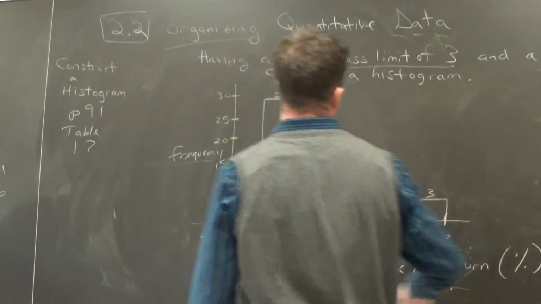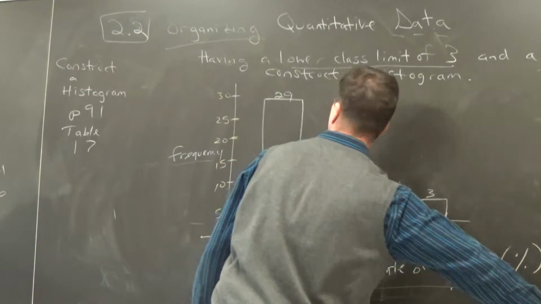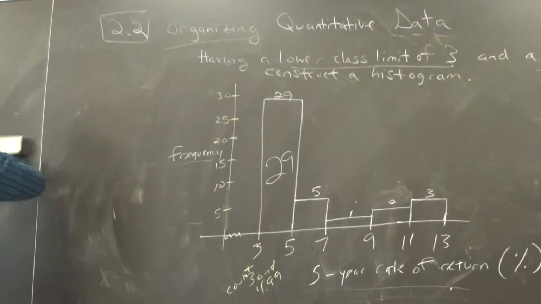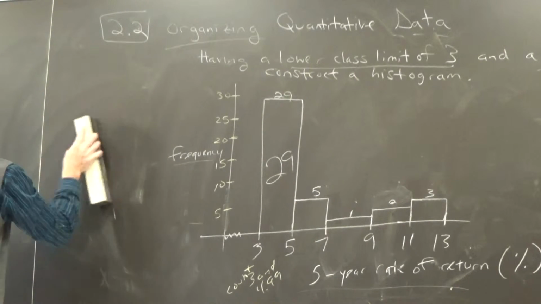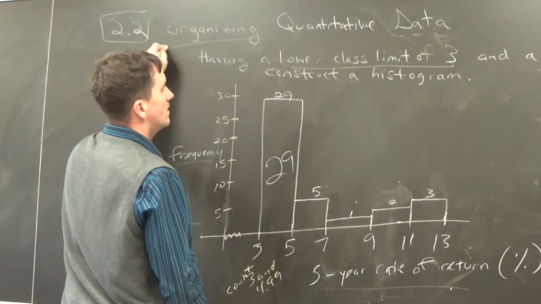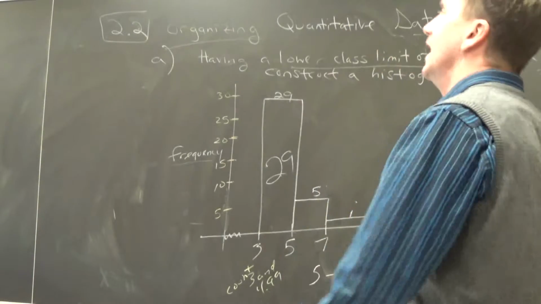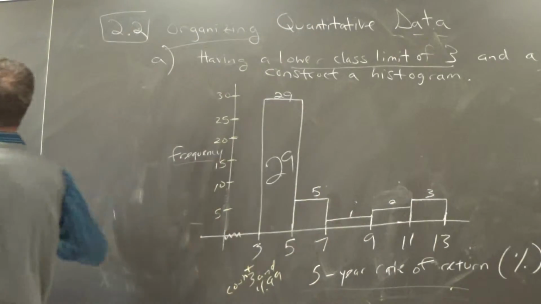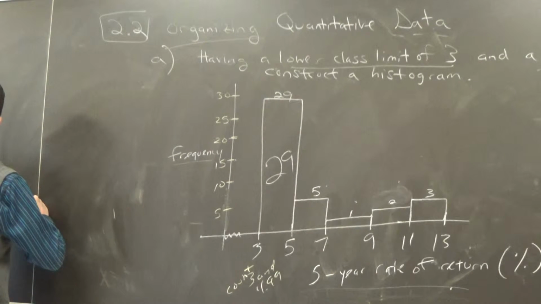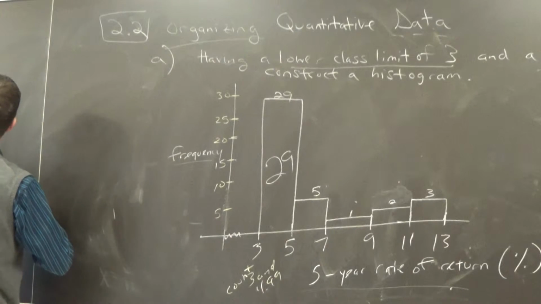All right, hey. Now letter B. We're going to describe the shape of the distribution. So I'll go over here and do that. Doing a great job with this. Let's call that letter A. Letter A was constructing the histogram. Letter B, I need you to describe the shape of the distribution.